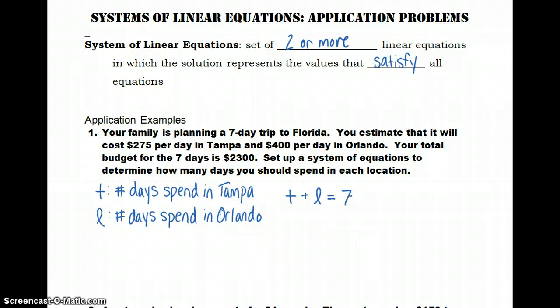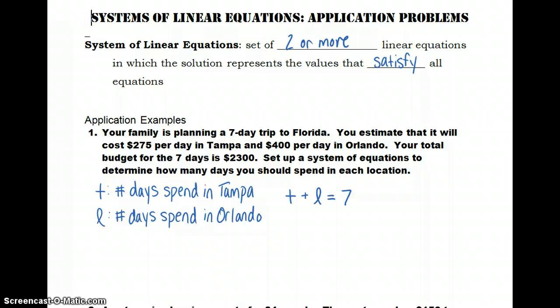Now, for my second equation, let's take a look at the other numbers that they give us in this problem. First, they say that it will cost $275 per day in Tampa and $400 per day in Orlando. Then our total budget for the 7 days is $2,300. So, if I multiply the cost per day in Tampa, which is $275, by the total number of days I spend in Tampa, then I'm going to end up with my total cost for the Tampa part of the trip. And this is also true with the Orlando part of the trip. Adding these together should give me the total cost of the trip, which is $2,300.